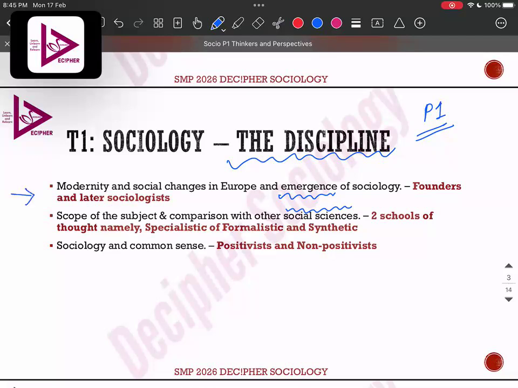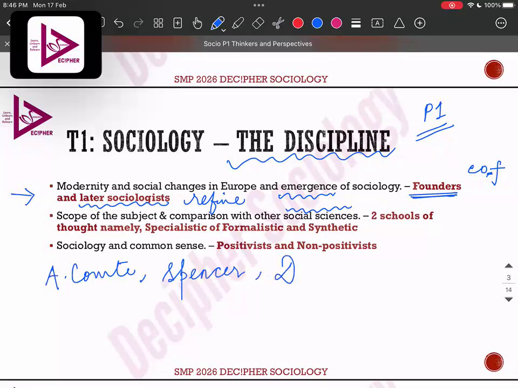When we look at the first subtopic, the name is Modernity and Social Changes in Europe and Emergence of Sociology. Here the thinkers are not mentioned, but we should note down who were the founders and co-founders of sociology, and who were the sociologists who came after that and tried to refine their theories. For example, we have Auguste Comte, Herbert Spencer, Durkheim, and Marx. These people were very important when sociology was born.